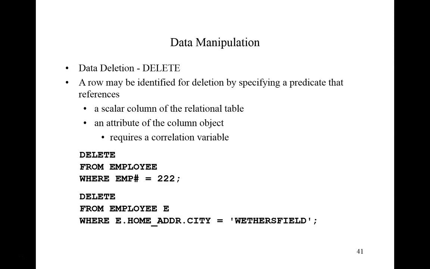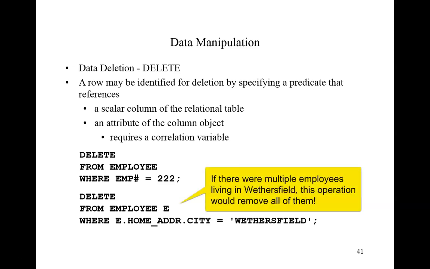Employee number is the primary key, a scalar column, and we specify the value of that key targeting a single row. Alternatively, we can go into the employee table, grab hold of the column object stored in the home address, look at its city attribute, and assuming that employee 222 is the only employee who resides in the city of Wethersfield, we'll delete the same row as if we had specified employee number 222.